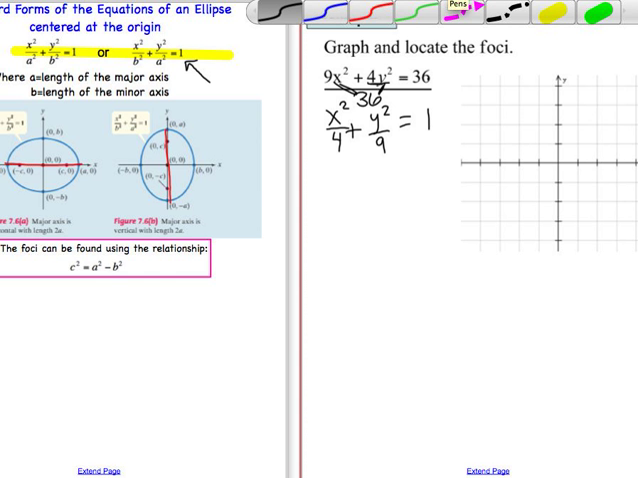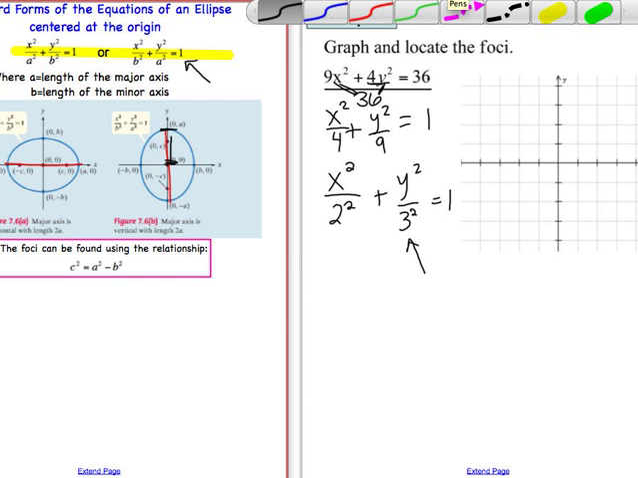So it looks like I'm going to rewrite this one more time as x squared over 2 squared plus y squared over 3 squared equals 1. The 2 and 3 are crucial because they're going to help me graph the ellipse. So I see that y is going to be my major axis. So that's going to be my a value in this case.